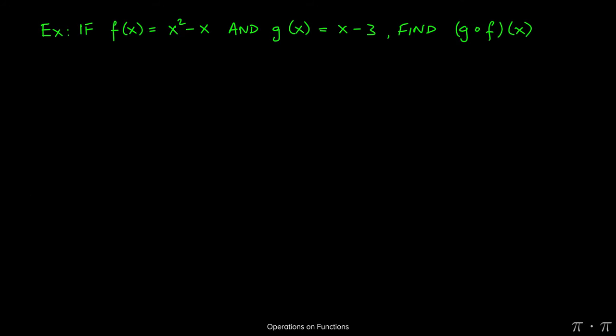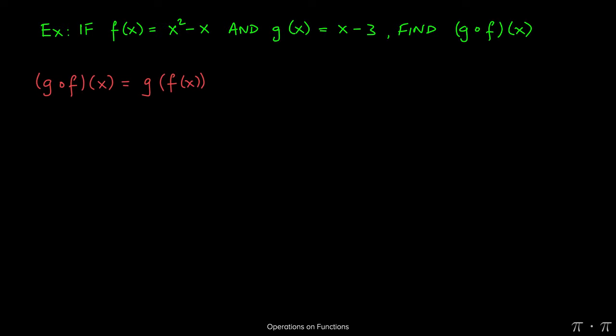Let's say we're given the same functions, f of x equals x squared minus x, and g of x equals x minus 3, like we saw in the previous example. Now, one thing I want you to pay attention to is that this question is asking us to find g composed of f of x. The previous example was f composed of g of x. These are not the same thing, even though the principle is the same, the execution is completely different.